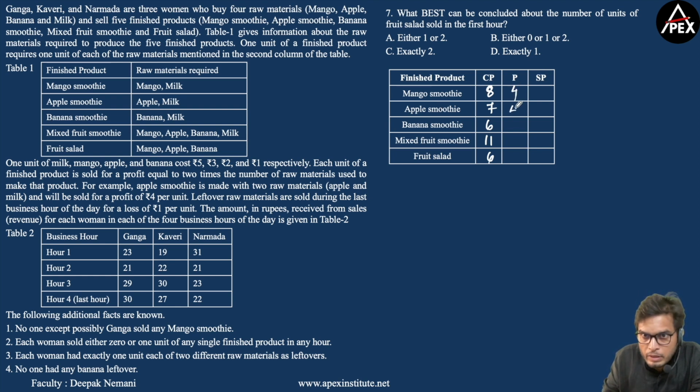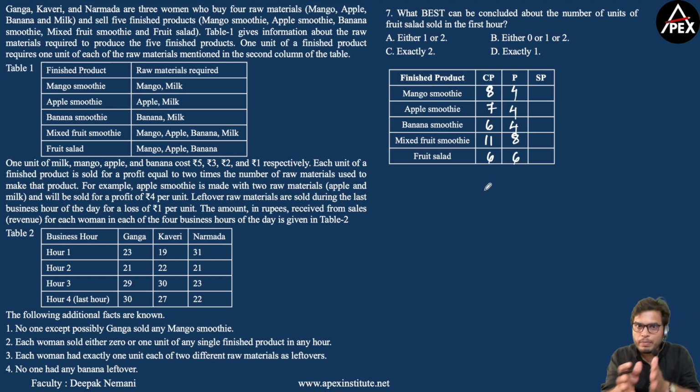Similarly, for apple smoothie, it should be 4. For banana smoothie, it should be 4. For mixed fruit smoothie, the number of raw materials required is 4. So the profit would be 2 into 4, 8 rupees. And for fruit salad, you need 3 raw materials. So 2 into 3, 6 rupees.